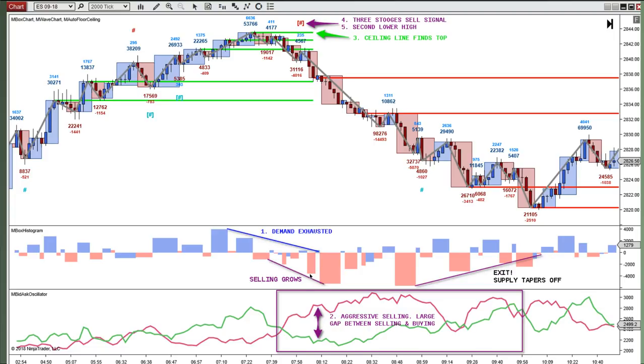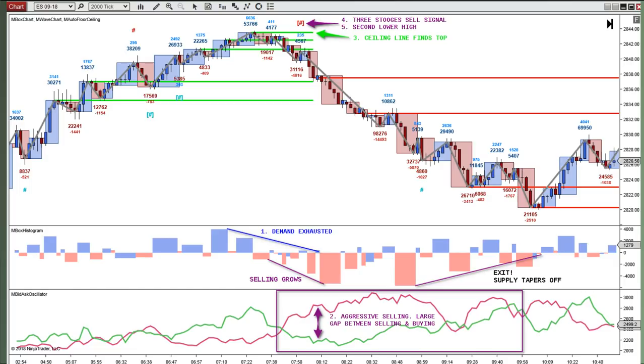And in this histogram, we also see supply growing. This is our sign of supply, a large gap between the selling and the buying. We see the Three Stooges sell signal right here. This is the second lower high. This is the top. This is the first lower high, second lower high. The ceiling finds the top, and we begin to fall down below the ceiling lines.